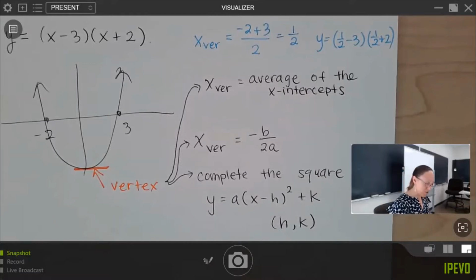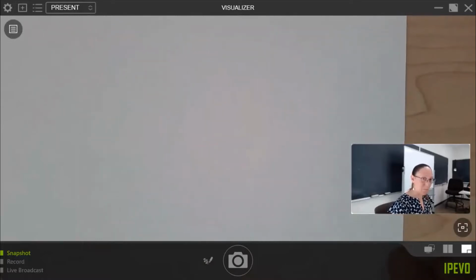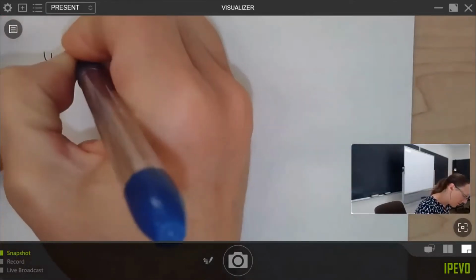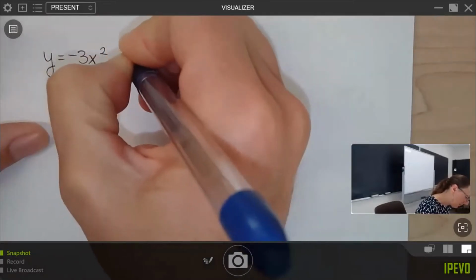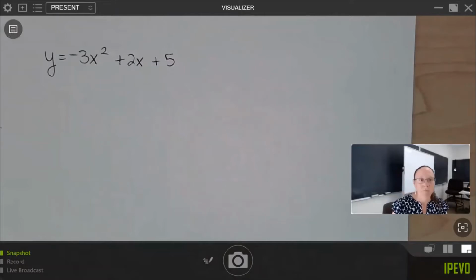Now, let's do another example from our three different vertex forms. If I gave us y equals negative 3x squared plus 2x plus 5, we could factor it, we could complete the square, but if neither of those looks good to do, I'm going to use negative b over 2a.